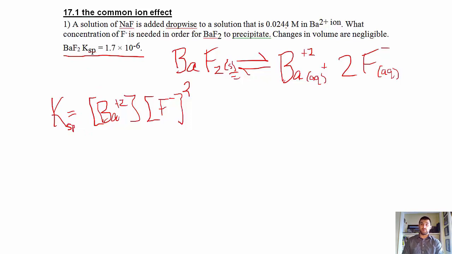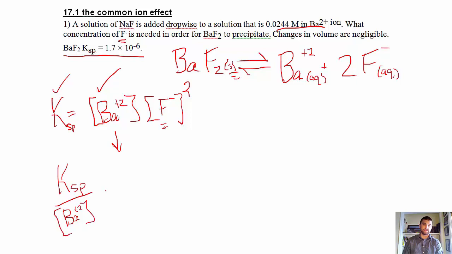And they're telling us that we already know what our Ba²⁺ ion concentration is. So we know this. They give us Ksp, and they're asking us what would the concentration of F⁻ have to be in order for a precipitate to form. So we want to get F⁻ by itself. So that's kind of a simple one-step algebra. Ksp divided by the concentration of Ba²⁺, and that's going to give us the concentration of the fluoride ion squared. So we got to get rid of this square, and that's not the hardest thing to do. You just take the square root of both sides. So now we end up with the square root of all this equals just the fluoride ion.